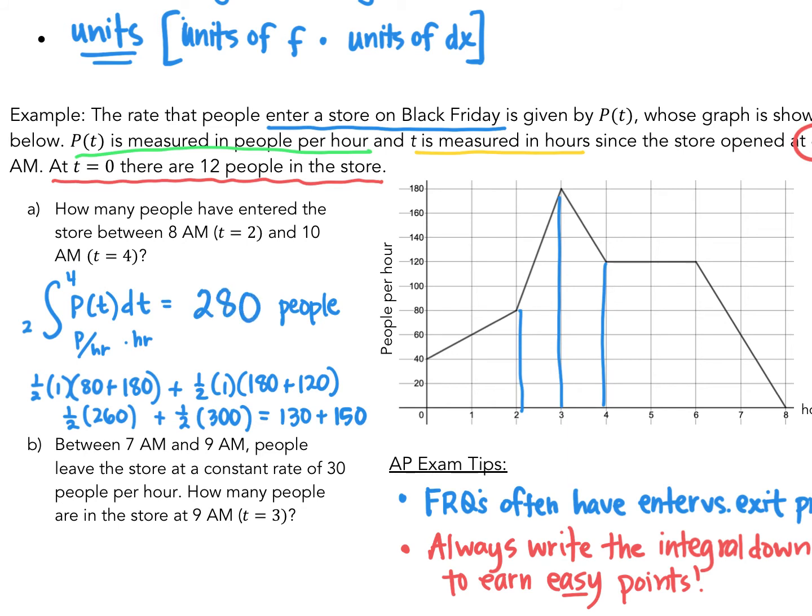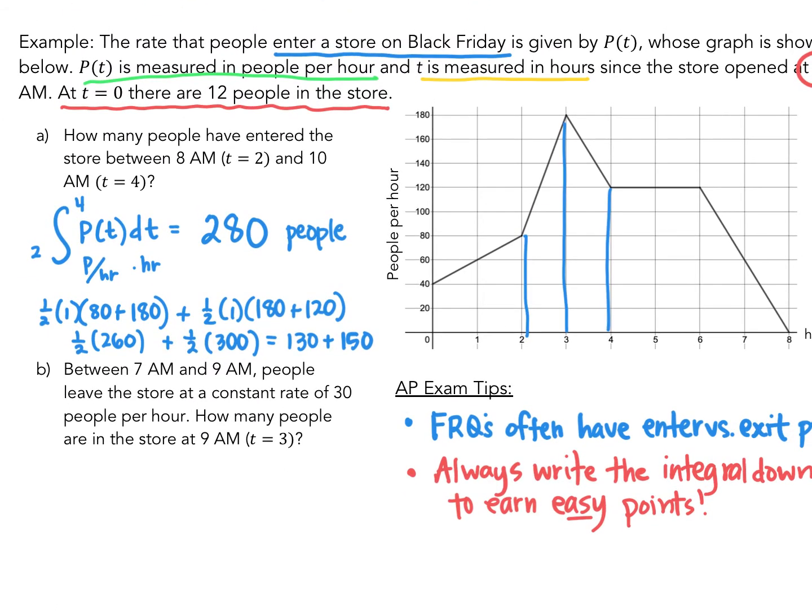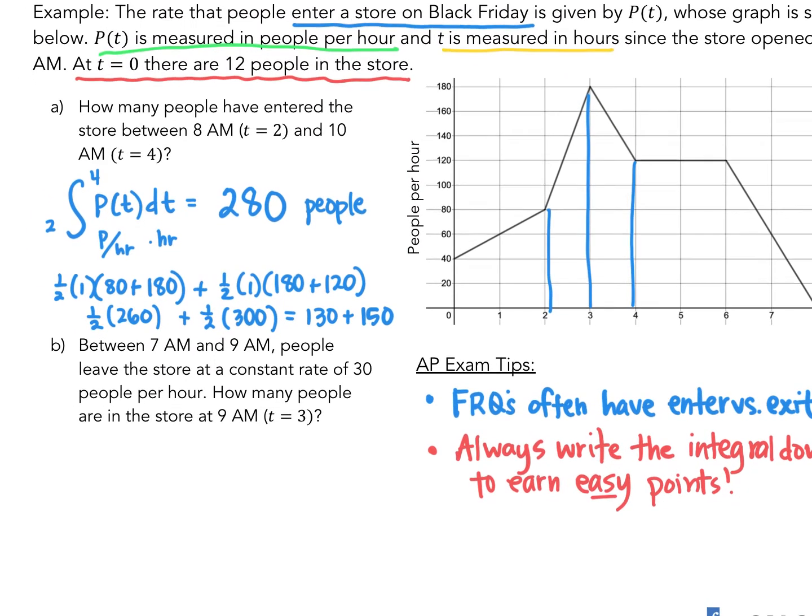All right, next question. Between 7 a.m. and 9 a.m., people are leaving the store. Now we have people leaving. Here's where you have your exit at a constant rate of 30 people per hour. So how many people are actually in the store at 9 a.m.? This requires a couple things. It requires the number of people who started in the store, that's your initial condition, the number of people who entered the store, and the number of people who left after they were done shopping.